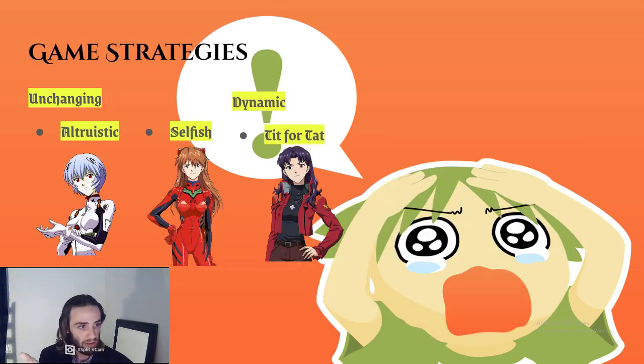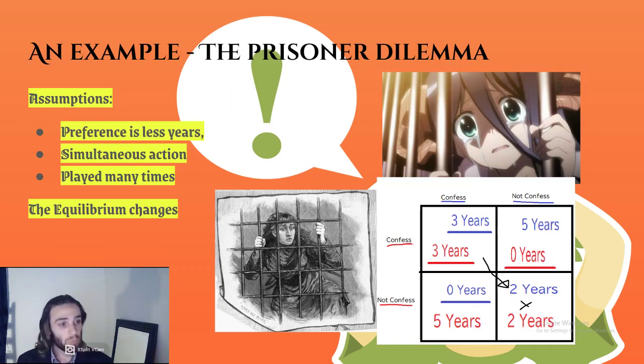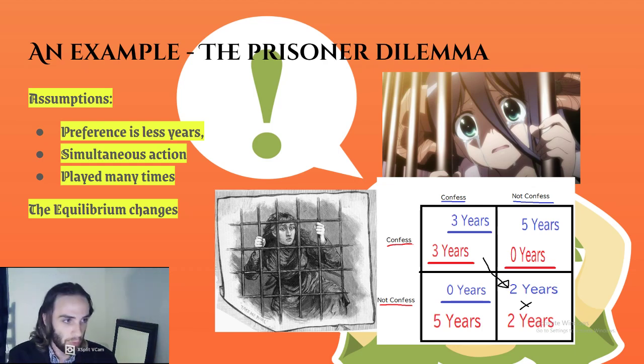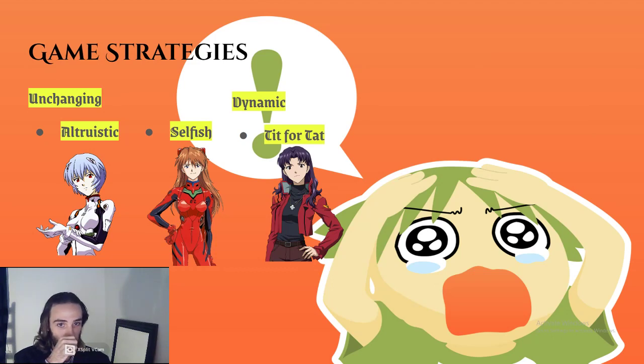The other option is selfish. This person will always play confess. Now, once you always play confess, then if the other person's always going to play not confess, you're in a pretty good situation. Honestly, that's the point which we would get in our one play game. But remember, we're playing multiple, many times over a long period.